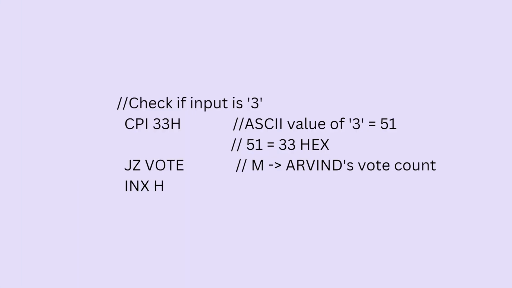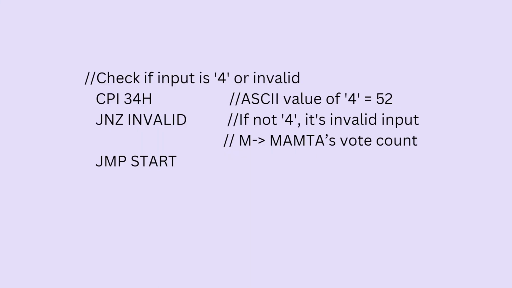This assembly code checks if the input located at the address pointed to by the HL pair is 3. If true, it jumps to the label vote, potentially updating the vote count for Arvind. Afterwards, the HL register pair is incremented. The assembly code checks if the input is 4. If true, it jumps to the start level, potentially updating the vote count for Mamta. If the input is not 4, it jumps to the invalid level, treating it as invalid input.